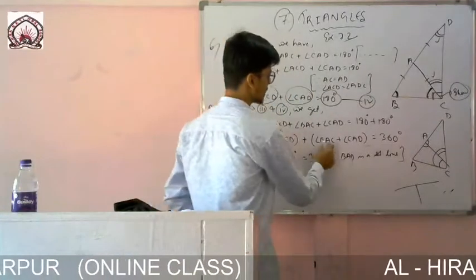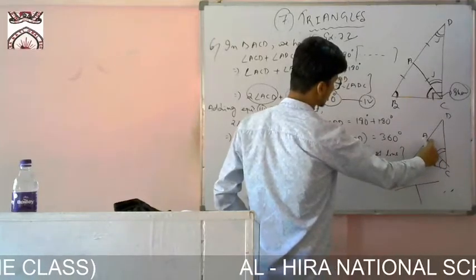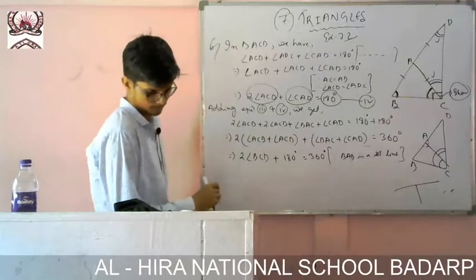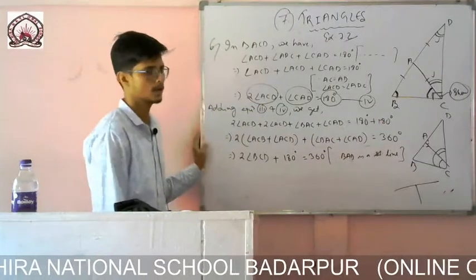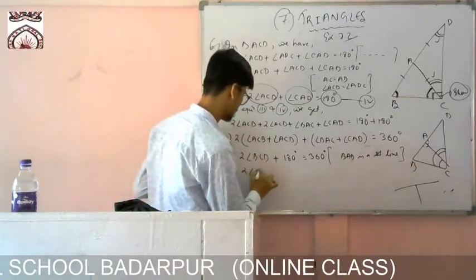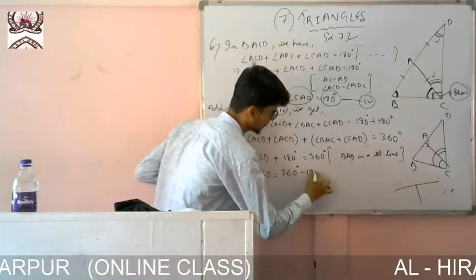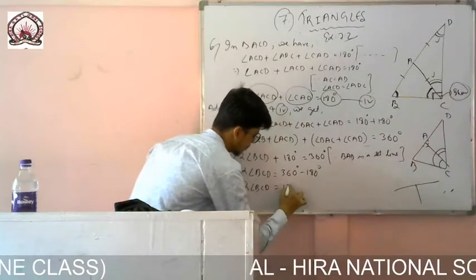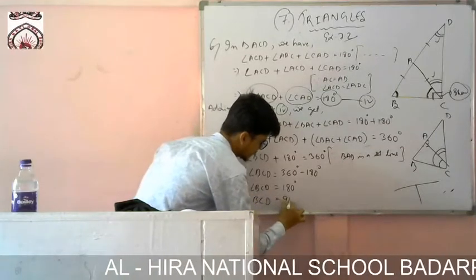BAC plus CAD, that means this angle plus that angle, that means BAD is a straight line, okay. Or you can write angle BAC and angle CAD form a linear pair. So now you see twice angle BCD, and 180 degrees, if it moves to this side then it will be minus. So twice angle BCD is equal to 180 degrees, then angle BCD is equal to 90 degrees.